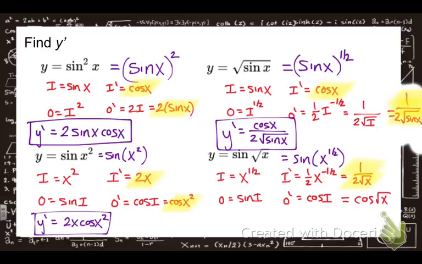Once again, chain rule says to multiply the derivative of the outside times the derivative of the inside. So that would be y prime equals cosine of the square root of x over 2 radical x. Again, the cosine radical x is the derivative of the outside, and the 1 over 2 radical x comes from the derivative of the inside.